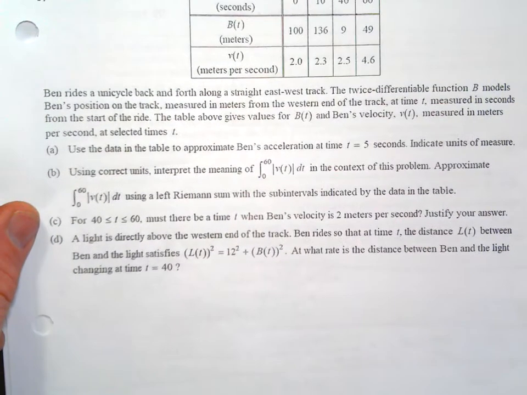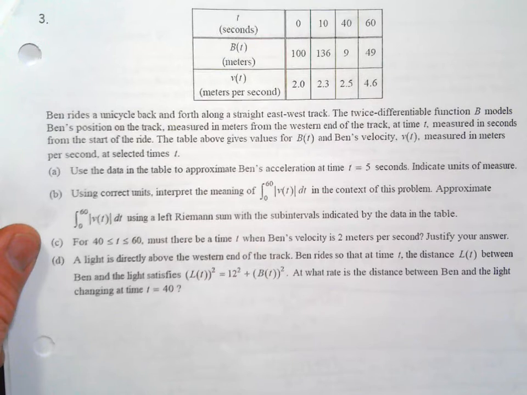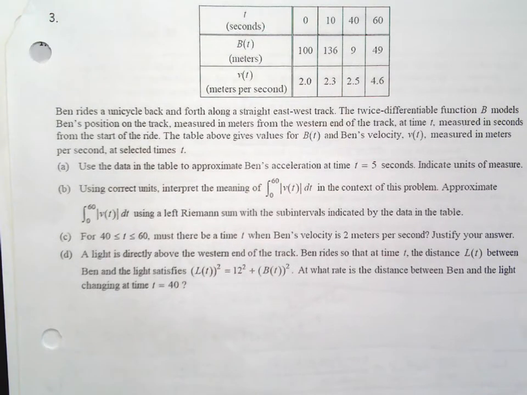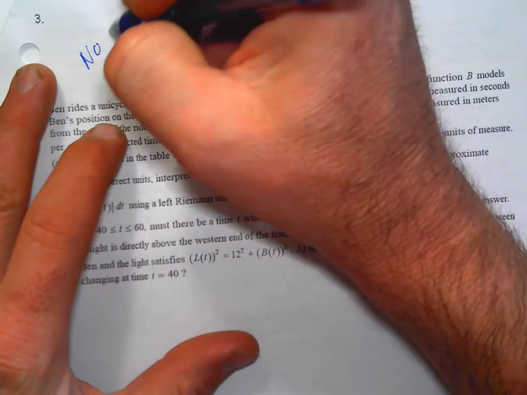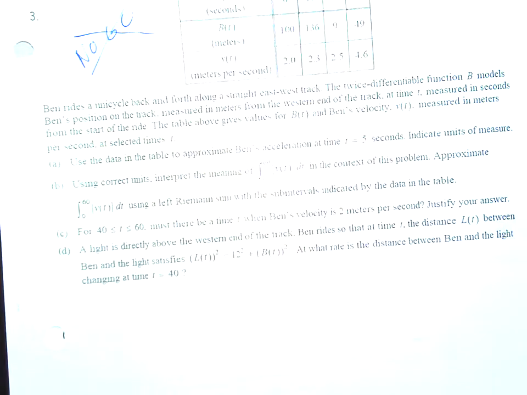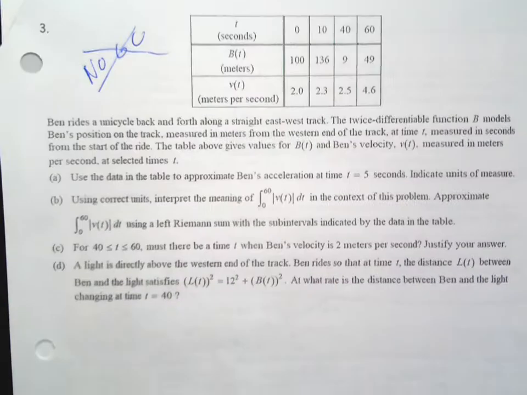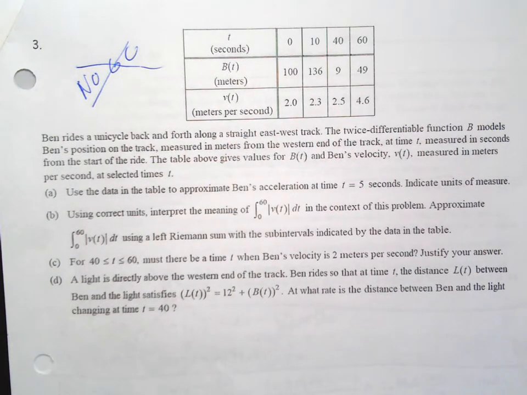Table. You probably are going to use some kind of estimation techniques. Slope of a tangent line to estimate a derivative. Riemann sums or trapezoids to estimate an integral. Very likely. Okay? No calculator on this one. Okay? No graphing calculator on this one. So we have this table, meters, and then meters per second.